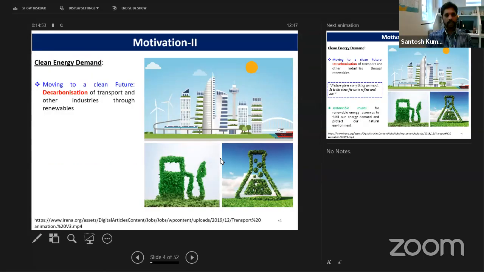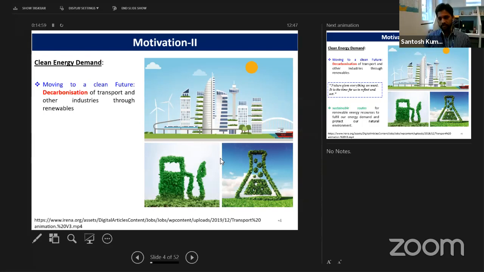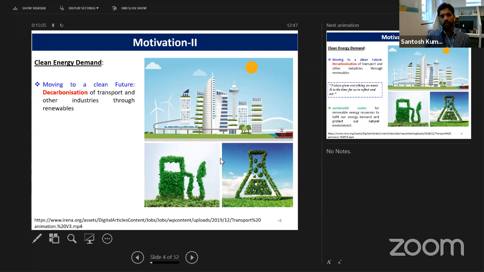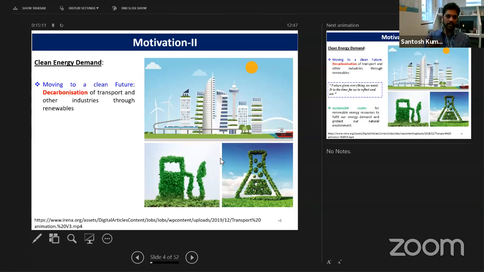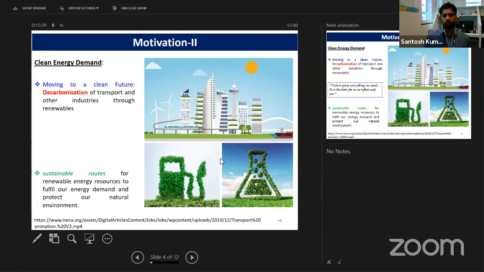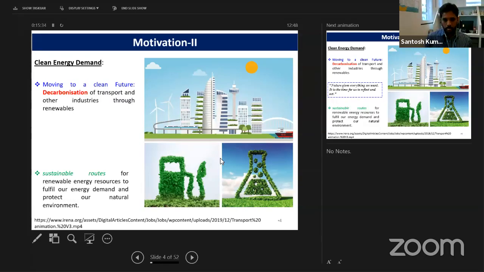Another motivation is the energy demand. A rise in population and the change in lifestyle has drastically increased the consumption of energy, right? On the other hand, we are polluting the air, so we need clean energy. Moving to a clean future by decarbonization of transport and other industry through renewables is the key. What needs to be done is to look at alternate strategies which can fulfill our energy demands and protect our natural environment.